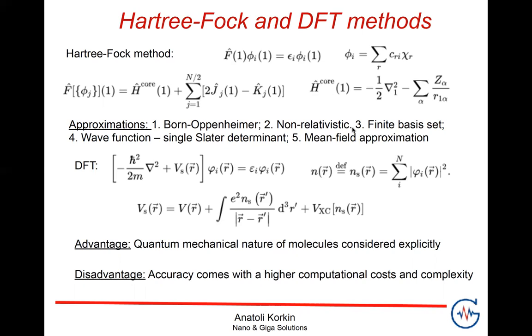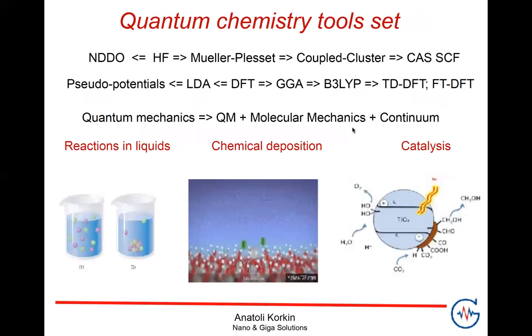The advantage of quantum mechanical methods is that you get the real quantum mechanical nature of molecules, and it is considered explicitly. The disadvantage is that it requires much higher computational cost and is a more complex calculation. And the more accurate you want to be, the more computational power you need. So the quantum mechanical toolset includes various types of approximate solutions of the Hartree-Fock equations.